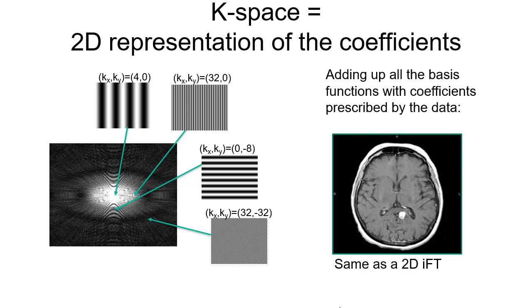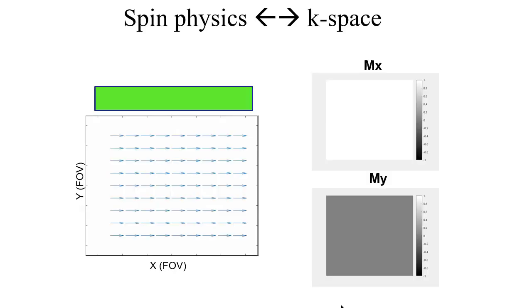Okay, so that's K-space. That's sort of how we get the numbers that go into K-space, and also how we use K-space. But I still haven't connected this at all to the MR experiment. So let's start making an attempt there.